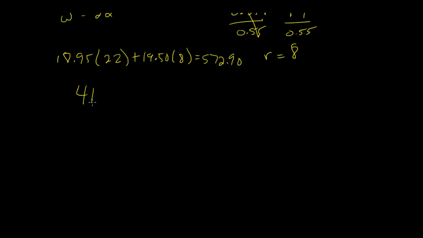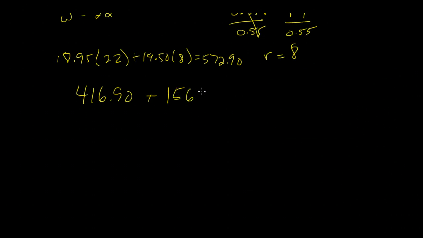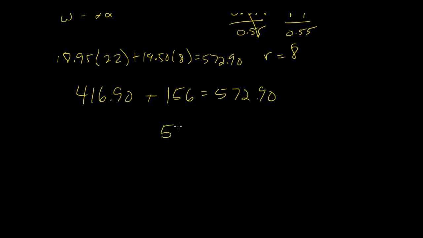So that's 416.90 plus 19.5 times 8 of them, and that's $156. Does that equal 572.90? Let's see. Well, let's just go back to the calculator. Plus 416.9, and it sure does. Look at that. 572.90 does in fact equal 572.90, so everything was correct.